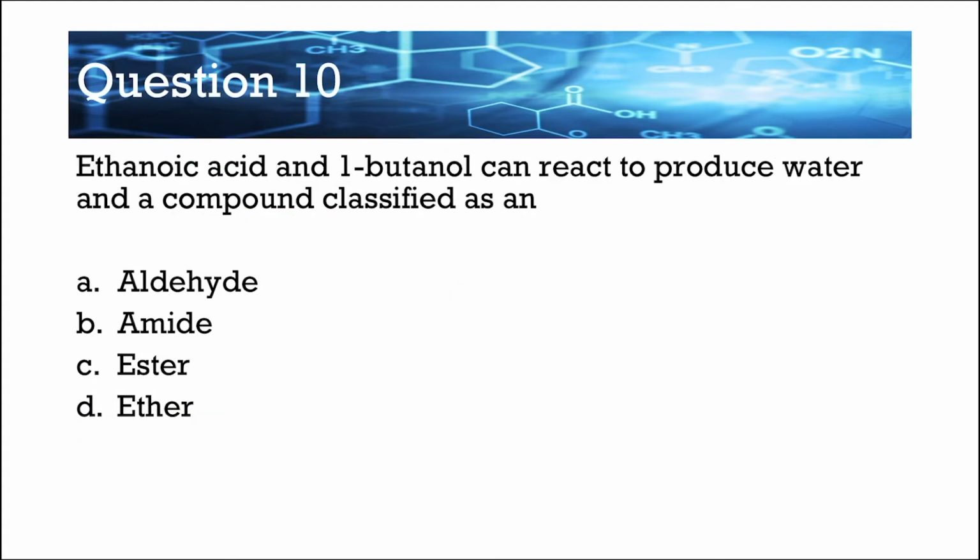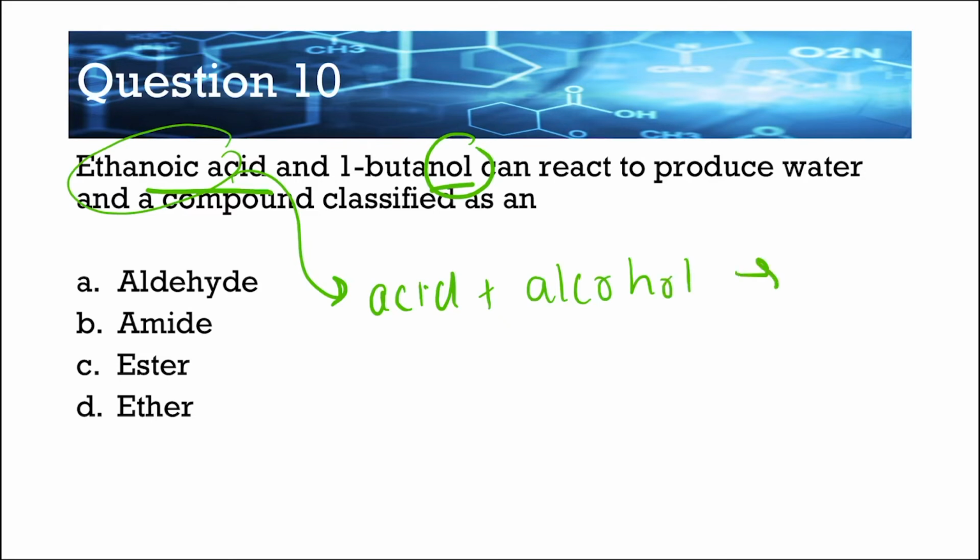Okay. Number 10 says ethanoic acid and butanol can react to produce water and something else. So we know ethanoic acid is an acid. Butanol, because of the OL, is an alcohol. And when you have an acid and an alcohol, by definition, you get an ester. The exact mechanism behind how that works is on the slide from yesterday, I believe. But what you should know is acid plus alcohol gives you ester and water.